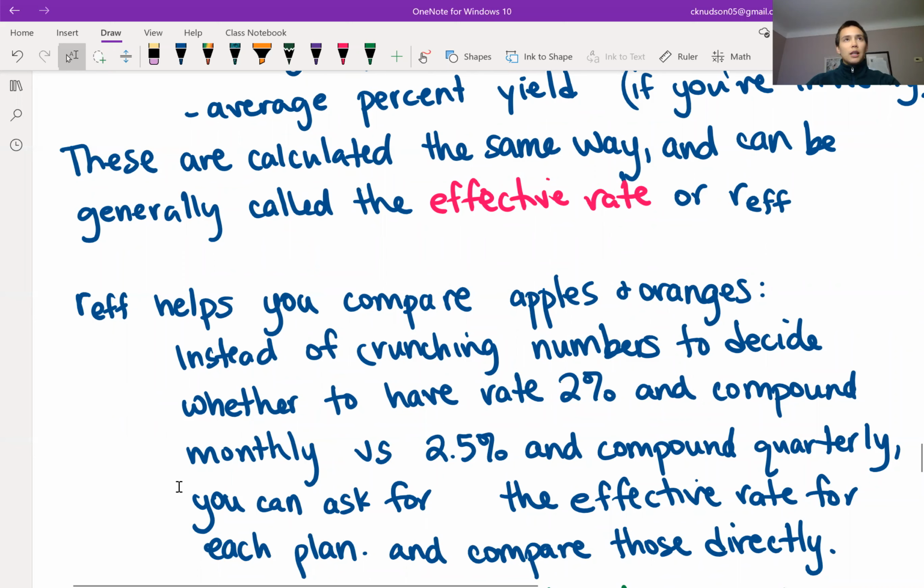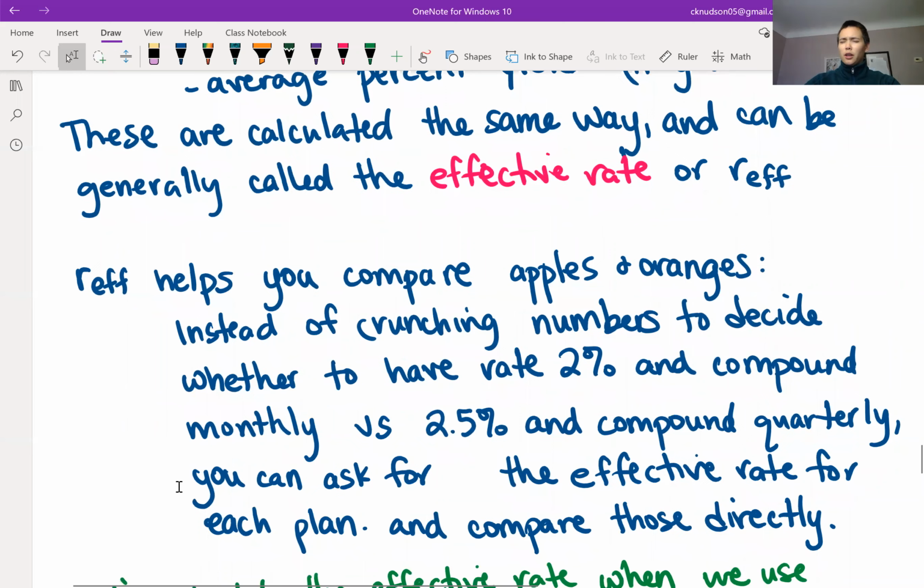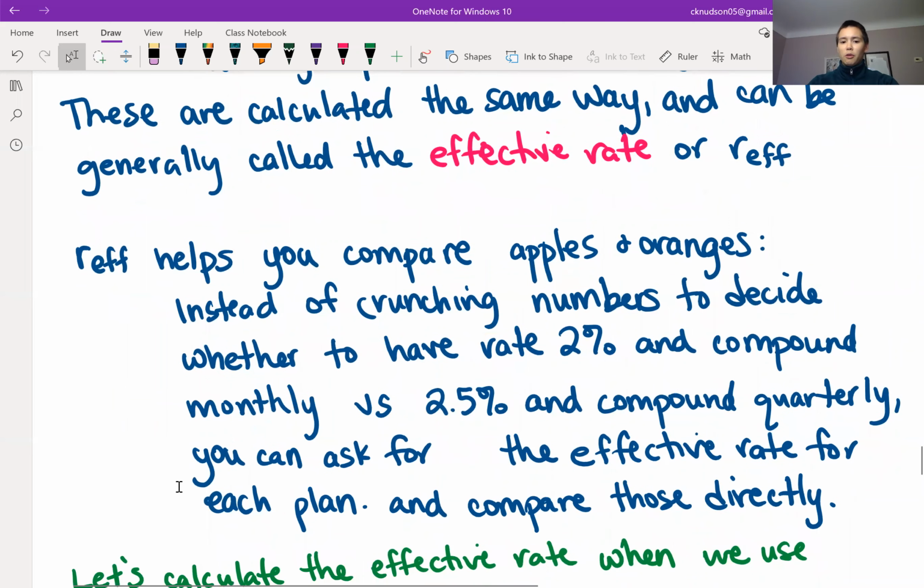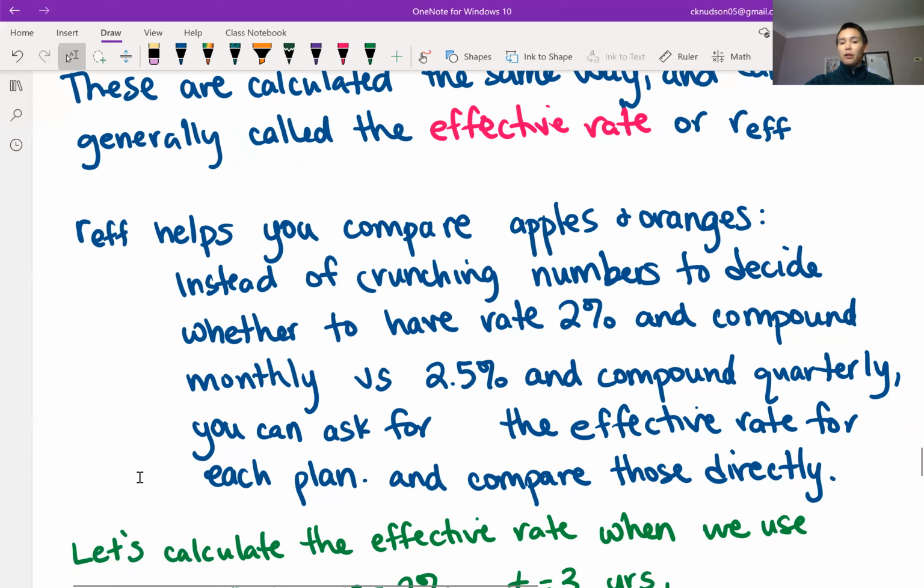To help things along so that people don't have to think so hard, the US government usually has banks and credit cards give out the APR, APY, or the effective rate. So instead of having to do all the number crunching yourself, the banks will do that for you. And then you can just compare those APRs against each other to see which one's better, or you can compare the APYs to see which one's better.